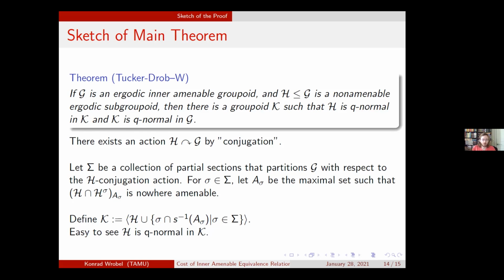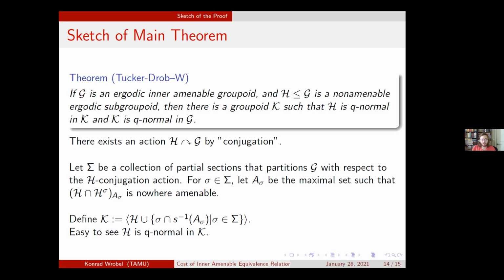It's an elementary calculation, just by sitting down and writing down what the conjugates are, to show that H is in fact Q-normal in K. There's nothing in particular to it. The interesting part is in showing that K is in fact Q-normal in G.